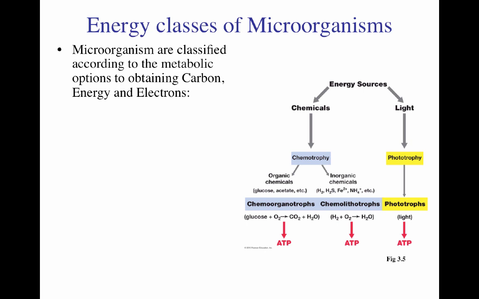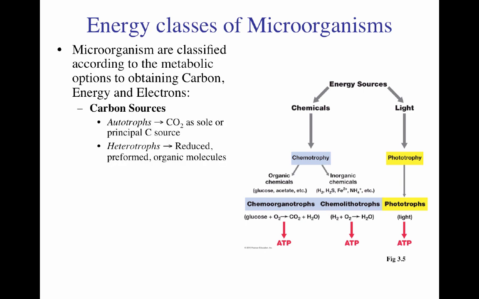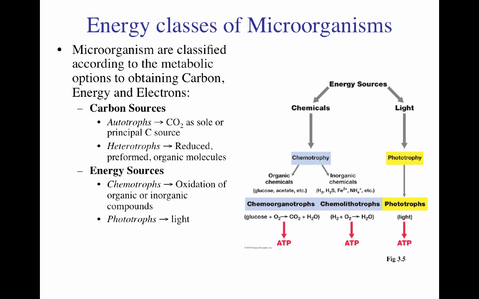So we can categorize microorganisms according to the metabolic way in which they obtain carbon, energy, as well as electrons. In regard to carbon sources, we can have two categories. Autotrophs are organisms that use CO2 as the sole principal carbon source, whereas heterotrophs are organisms that use a reduced preformed organic molecule such as glucose.